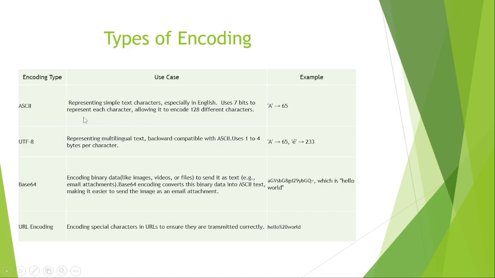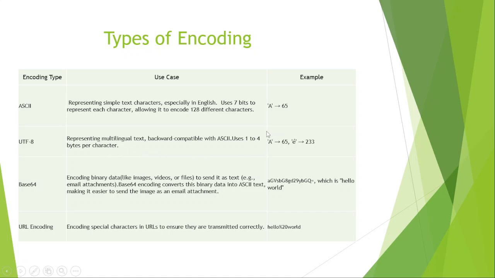So whatever ASCII was doing, it can do all of this, and apart from that, it can do some extra encoding, and it uses 1 to 4 bytes per character. So there is no fixed size, like here it uses 7 bits for each character. Here there is no fixed byte count for how much memory it will take. It can vary, it can take 1 to 4 bytes of memory per character.